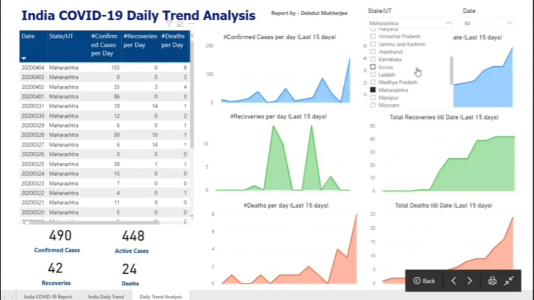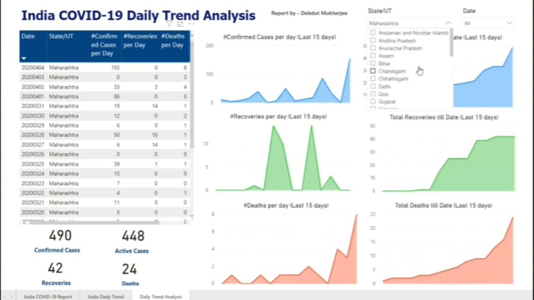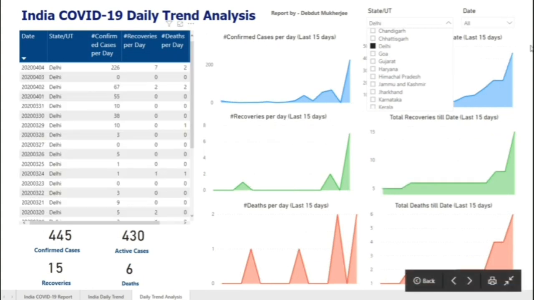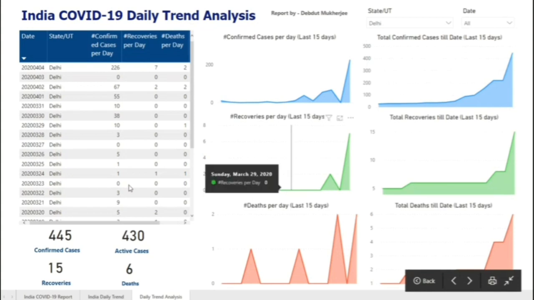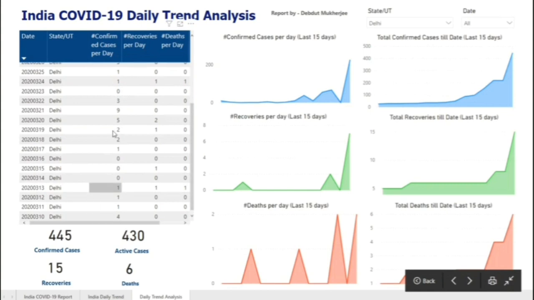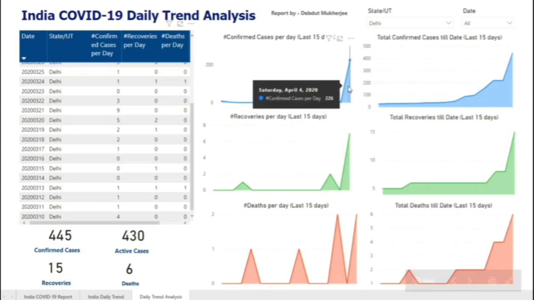Okay, now the next is Delhi. Okay, what's wrong with Delhi? It is 445 cases from 21st. If it was 9 on 21st, I can easily assume that before that there were almost no cases, right? Almost very few. So from 9 it was still under 67, 55, 67, no increase. All of a sudden, 226 cases on 4th April.